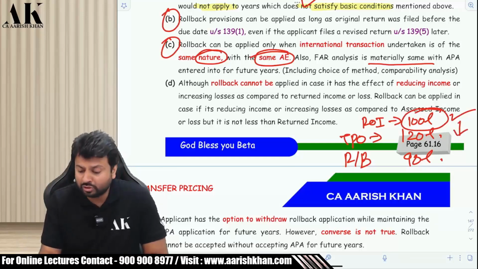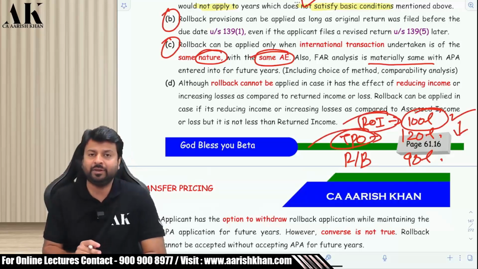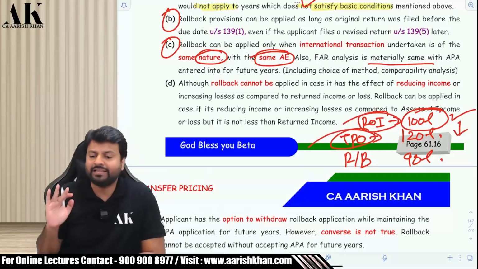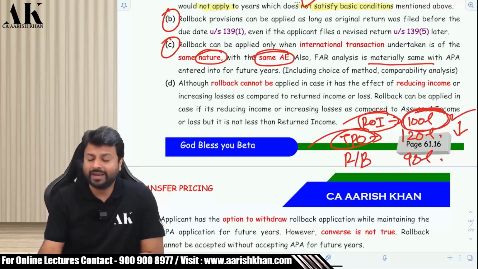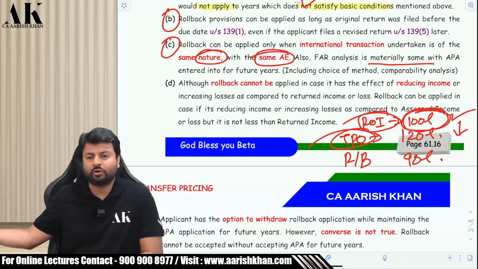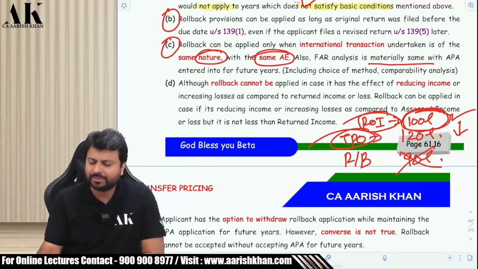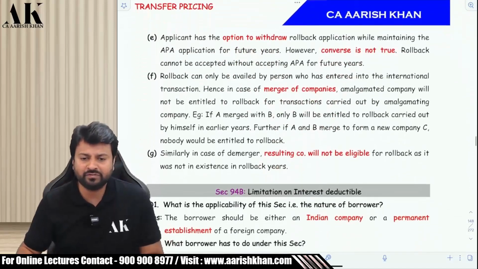Income should not go below the income declared in the ROI. It can go below the income determined by the TPO. It can go below the income determined by the assessing officer, but it should not go below the income declared in the ROI. Okay, so in the ROI, if I am declaring 100 and if the TPO increases it to 120 and because of rollback it is coming to 90, you can tell the department I would accept the price as 100 rupees. Please allow me the rollback provision, and they will allow you.